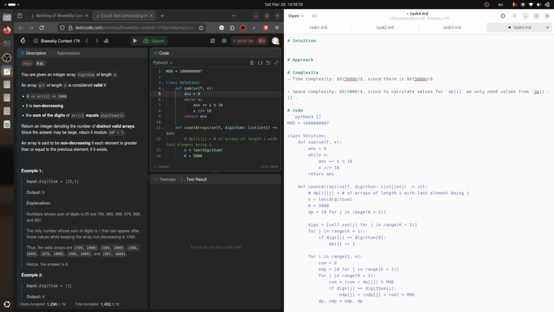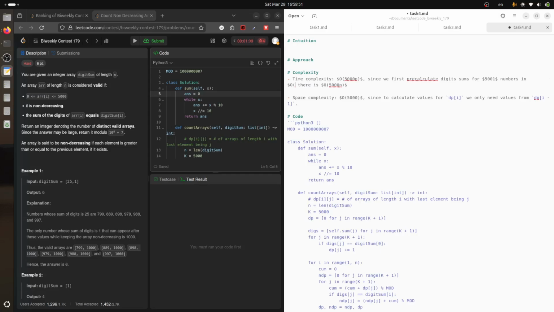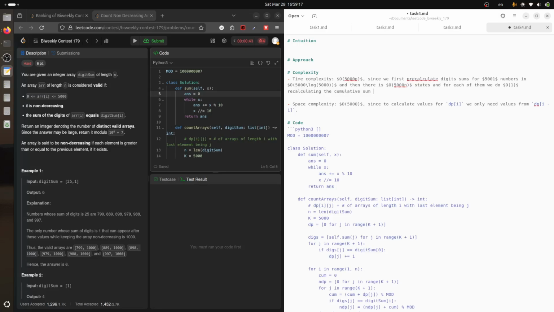Okay, the time is O(5000 n), since we first precalculate digit sums for 5001 numbers in O(5000 log 5000), regular O notation, and then there are all 5000 n states, and for each of them we do O(1) work, recalculating the cumulative sum of the previous row and updating dp[i][j].